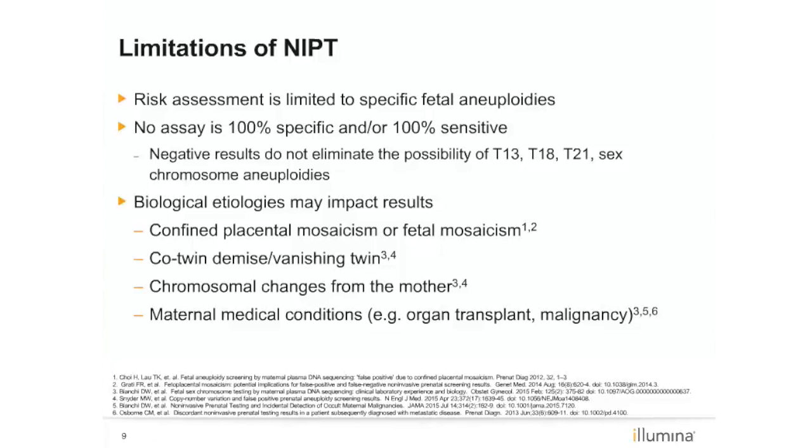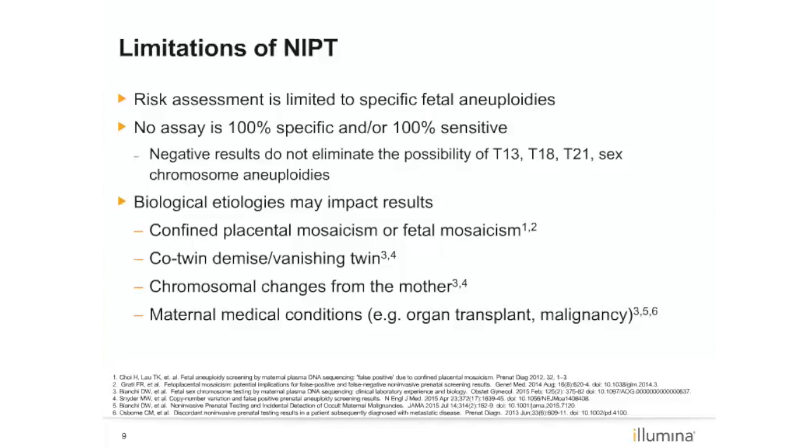Some false positive results may be explained by other etiologies. Cell-free DNA is mostly placental in origin. When a chromosomal change is only present in placental cells and not confirmed in the fetus, it is known as confined placental mosaicism, or CPM. This can lead to an abnormal NIPT result in an unaffected fetus. Cell-free DNA from a demised co-twin may also impact an NIPT result. The length of time that cell-free DNA remains in maternal circulation following a demised or vanished co-twin is unknown.